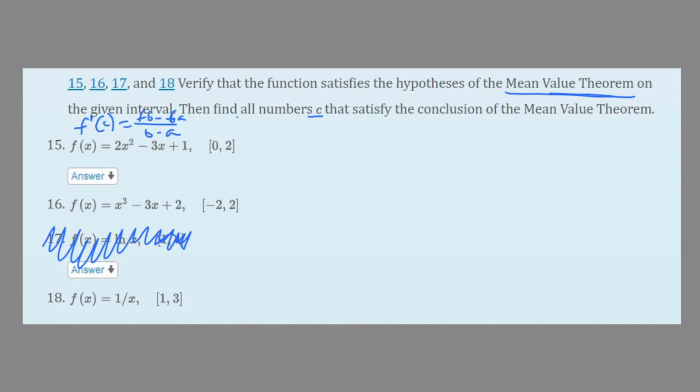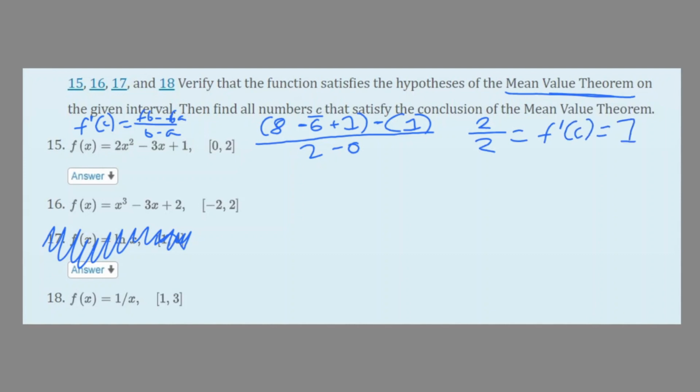So we're going to have 4 times 2, so 8 minus 6 plus 1, and then that's going to be minus FA, which is going to be 0 plus 1. So we're just going to have 1, and then on the bottom, we're going to have 2 minus 0. So if we simplify real quick, we get 8 minus 6 is 2, plus 1, which is 3, minus 1, which is 2, and then in the denominator, we're going to have 2. So our f prime of c is 1 over here. So this is a bit different than we did before. We would usually get 0 before.